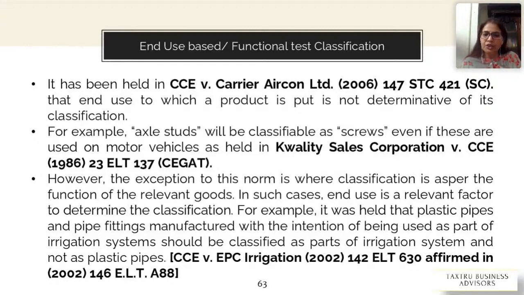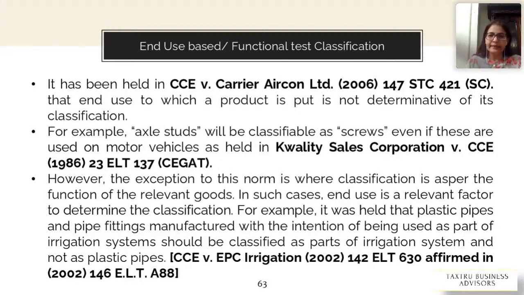However, the exception to this norm is where classification is as per the function of the relevant goods. In case end use is a relevant factor to determine the classification, then obviously you have to go to the end use classification only, because in case you are not able to find out anything and that is the most relevant factor, because of that only you will be able to decide under which category it has to be put in, then you have to use the end use also.